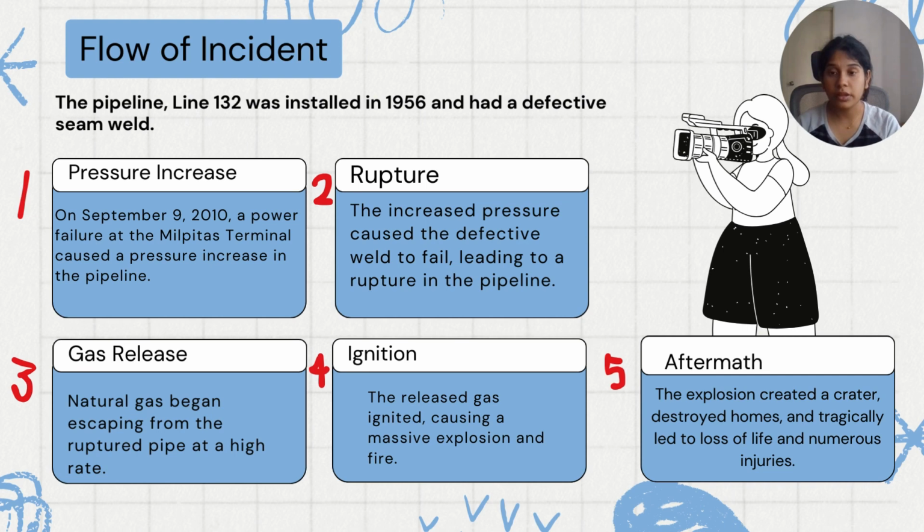And then, the natural gas began escaping from the ruptured pipe at a very high rate and very high pressure. And then, what happened was ignition. The released gas ignited, causing a massive explosion and fire. This explosion created a crater, destroyed homes, and tragically led to loss of life and numerous injuries.